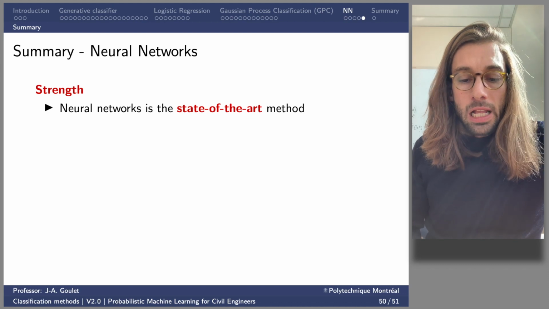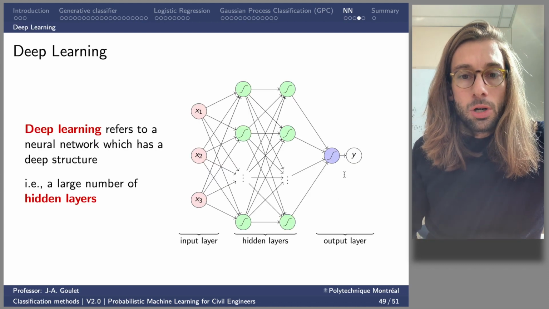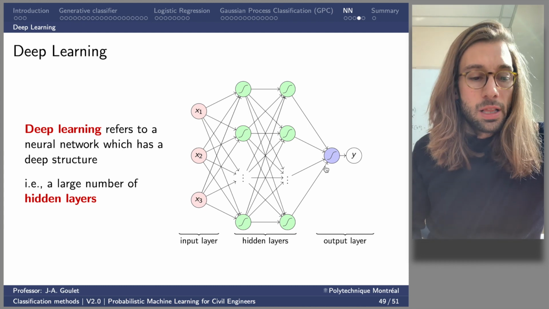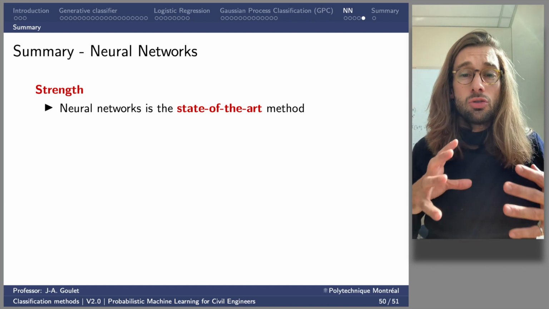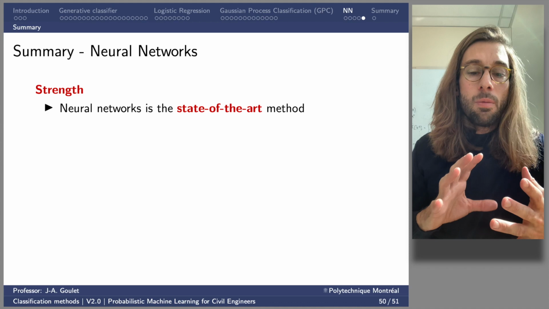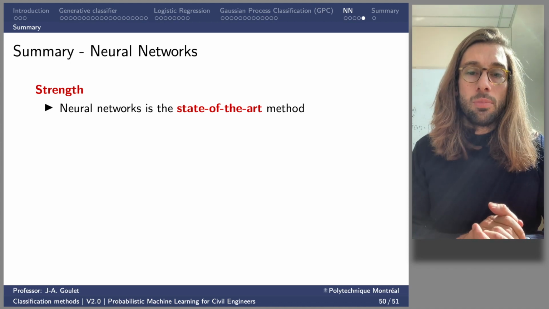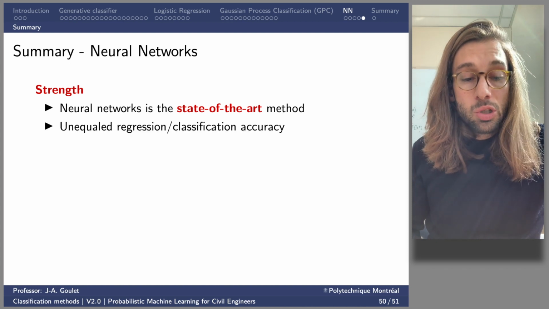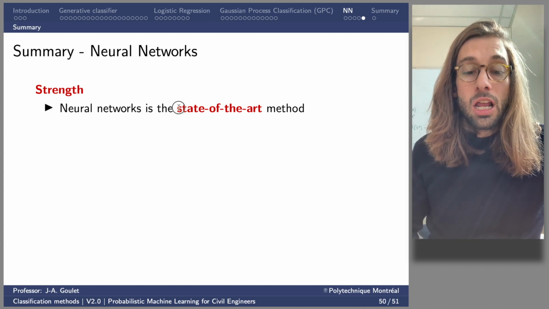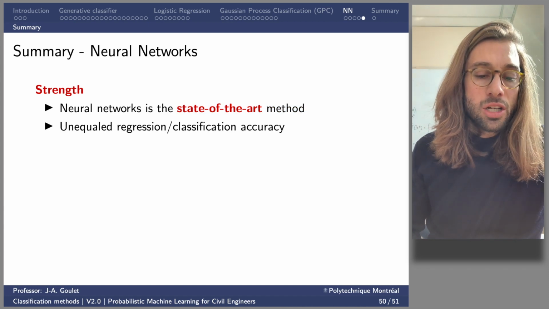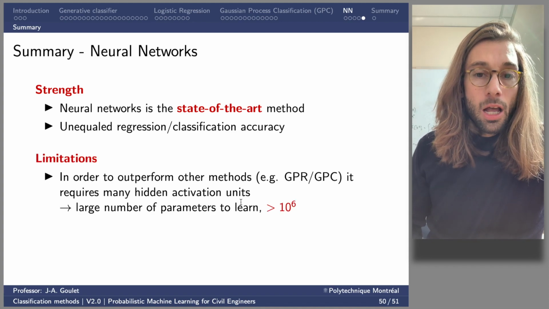Okay, I'm not going to go into multiple classes, but you can look at the reference, for instance, in the book, where we can easily generalize this to an arbitrary number of classes. So the main strength of using a neural network approach is that it really represents the state-of-the-art approach. So it's really what's beating all the other approaches. And this is especially true when the data set is large and for a large number of covariates. So it really has unequalled regression and classification accuracy, but this is true when you have a large data set.